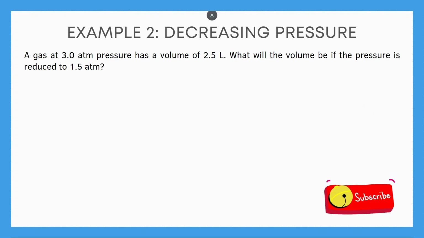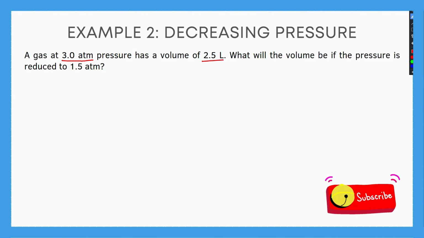Now we have the next example that says a gas at 3 atmospheres has a volume of 2.5 liters. What will be the volume if the pressure is reduced to 1.5 atmospheres? So let's go ahead and see if we can do justice to this question. Listing out our variables, at first they said the gas has a pressure P1 of 3.0 atmospheres and a volume of 2.5 liters. So V1, which is the initial volume, is equal to 2.5 liters.